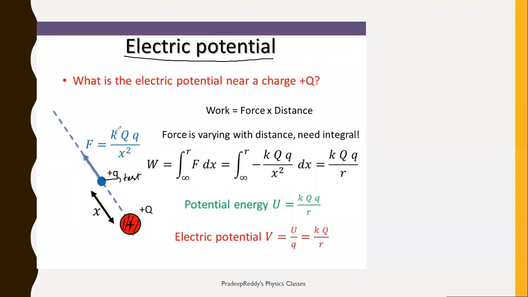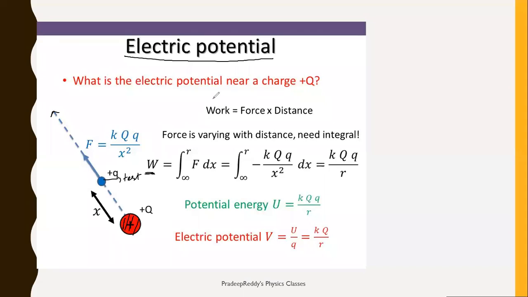How much force is it? K capital Q small q by x square, because we are considering that this distance is x, right? Now, this force is doing some work. What is it doing? It is moving this charged particle outward. Whose force? Electric force. That electric force is doing some work on this test charge in order to move it away. Similarly, in order to bring it closer, you need to do work. You should apply a mechanical force opposite to the direction of the electric force. That work done we are now calculating, right?